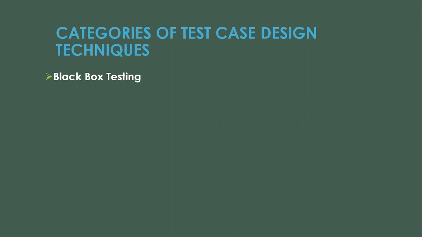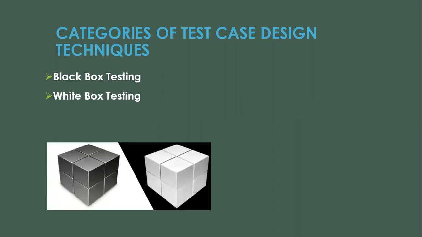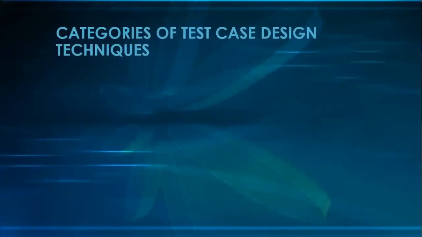First one is black box testing. The next one is white box testing. Just these two, you can see black box, white box. Just put that picture just to see. Black box, white box. Continuation of it.